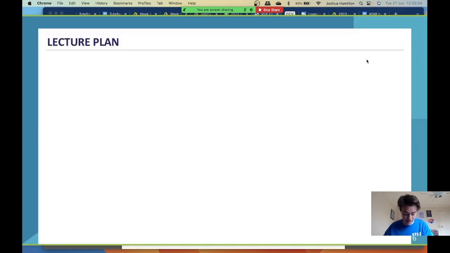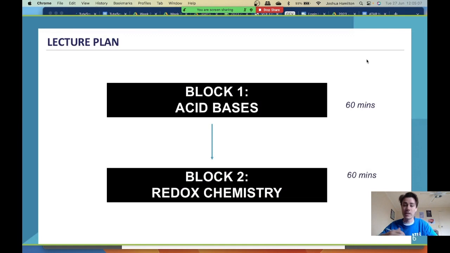Nonetheless, our lecture plan for today is this. We're going to start off with acids and bases in the first block, and then redox chemistry in the second block. These are both part of area of study 1 and a little bit of area of study 2 of unit 2. So you'll find that these make up the starting blocks of the start of unit 2.